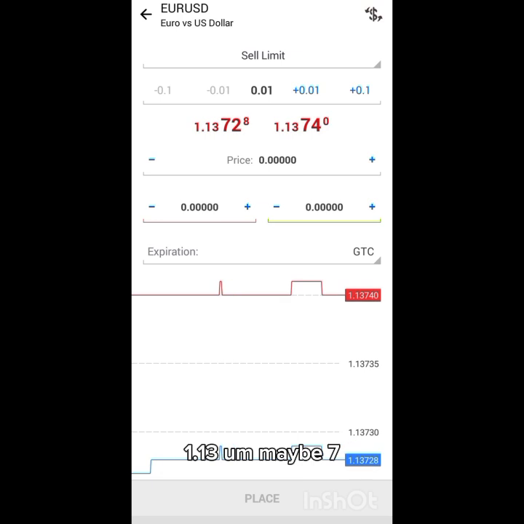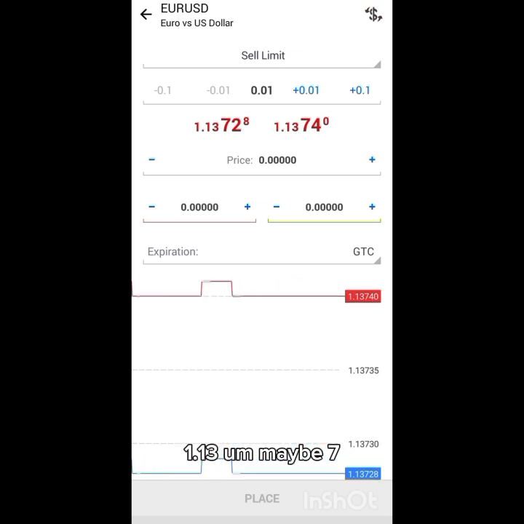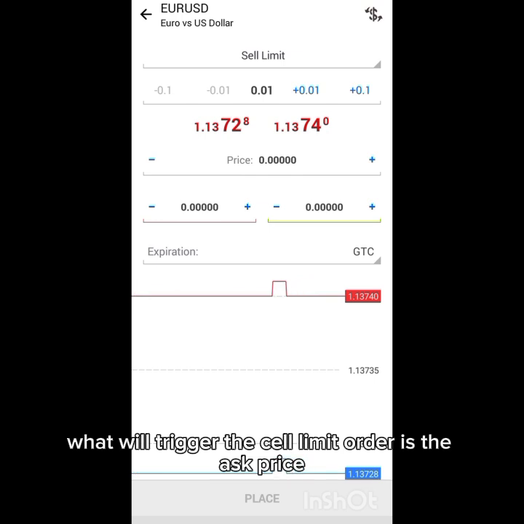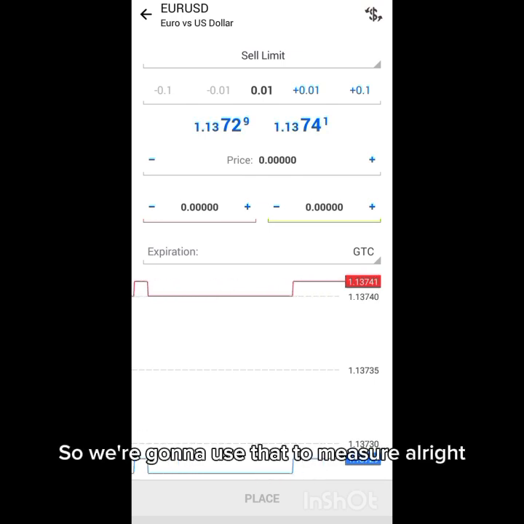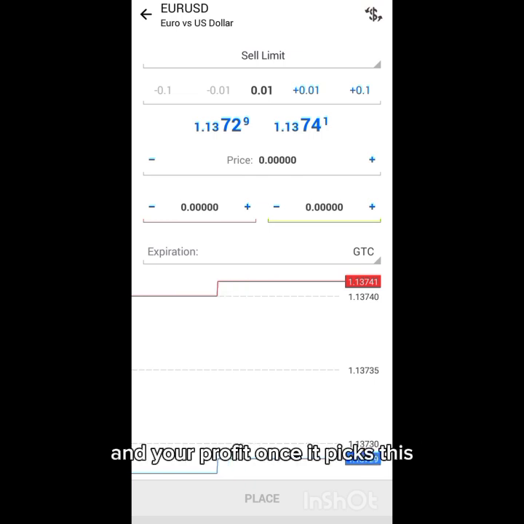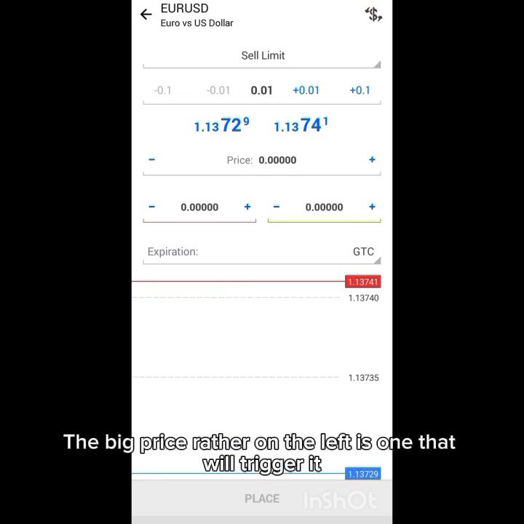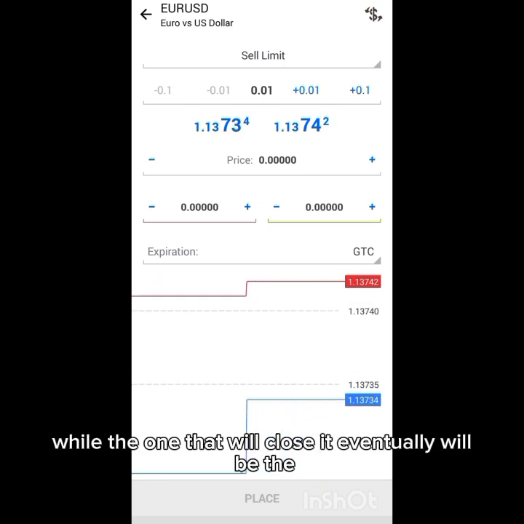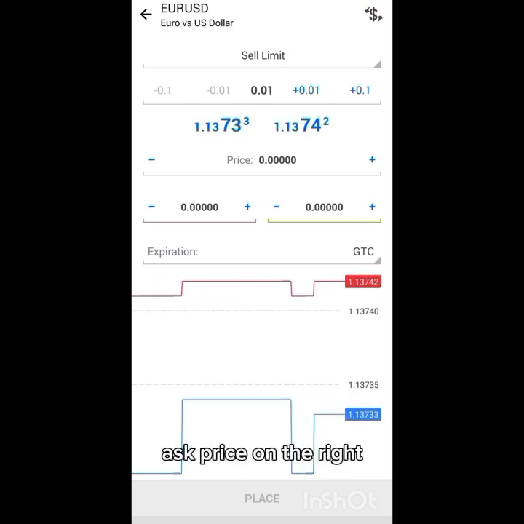1.13, maybe 7.6. Okay, and this time around, what will trigger the sell limit order is the ask price, the 72 here now. So we're going to use that to measure. All right, and your profit, once it peaks, this ask price will begin to work. The bid price rather on the left is one that will trigger it, while the one that will close it eventually will be the ask price on the right.